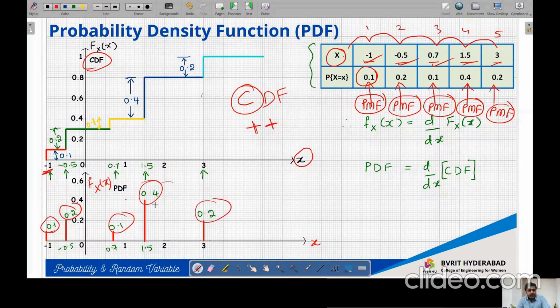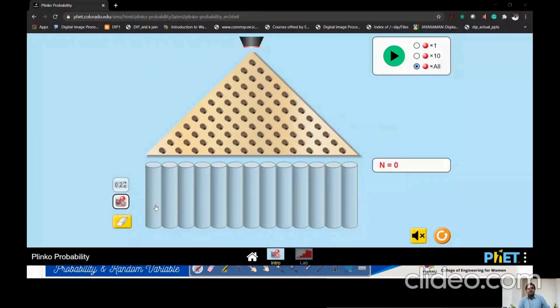Now, I will show you once again this Plinko probability. Do you remember this? Yes, sir. What is the time now? 10:40. We have 10 more minutes.